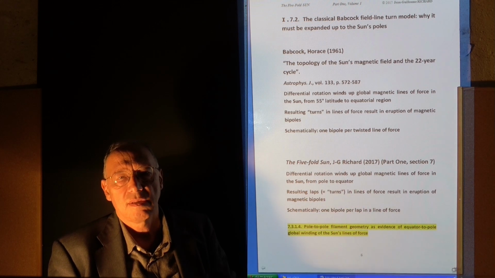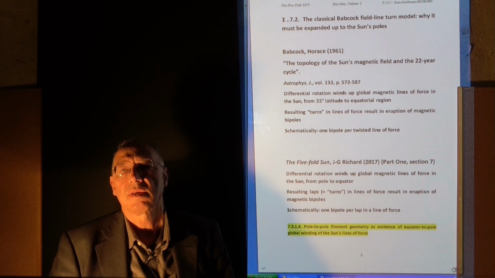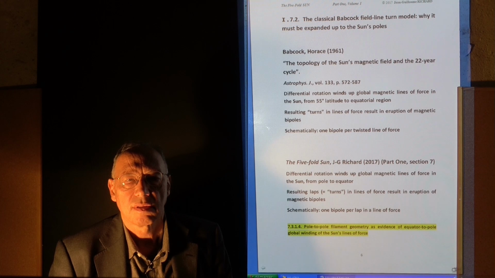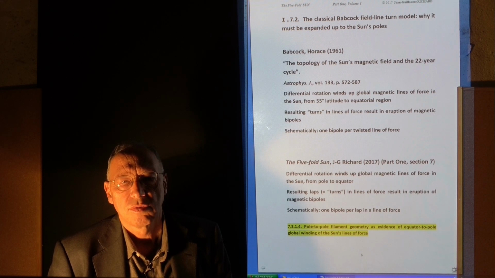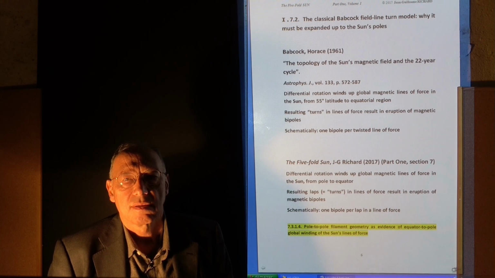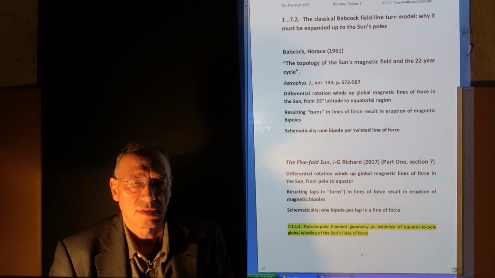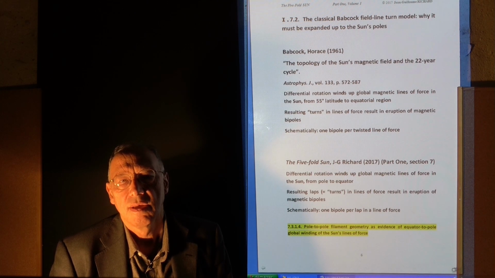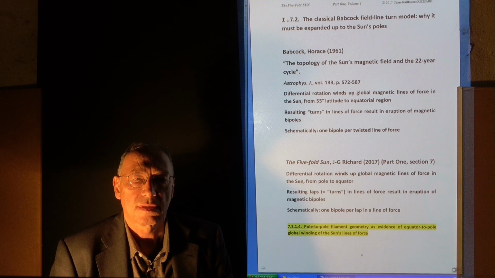In this way, differential rotation winds up global magnetic lines of force in the Sun from 55-degree latitude in the higher latitudes to the equatorial region. The resulting turns, as Babcock called them, in the lines of force result in the eruption of magnetic dipoles at the solar surface from some depth in the solar ball. And schematically, one dipole emerges in each twisted line of force. This is sketched in a famous cartoon in Horace Babcock's paper.